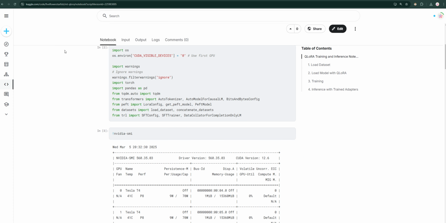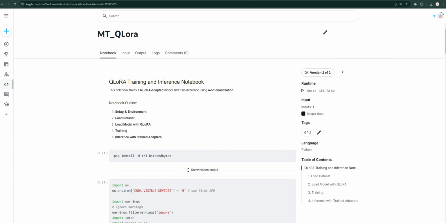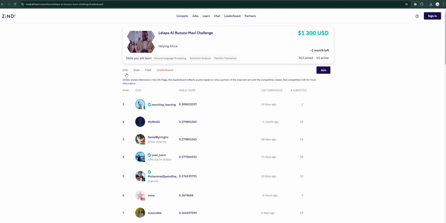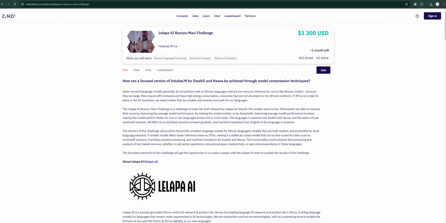Let's kick things off by talking about what makes this challenge so special. The Lelapa AI Buzuzumavi Challenge is all about pushing the limits of Incuba LM, a language model built specifically for African languages, by slashing its size and energy demands without losing performance on tasks like sentiment analysis, question answering, and, of course, machine translation. In a world where many open-source models stumble on African languages due to heavy resource needs and high energy consumption, this challenge is a vital push toward innovation and sustainability. It's all about empowering Africa with smarter, more efficient AI solutions.